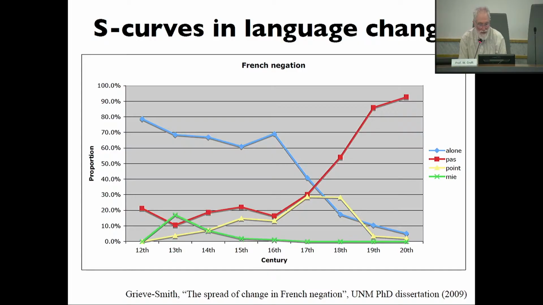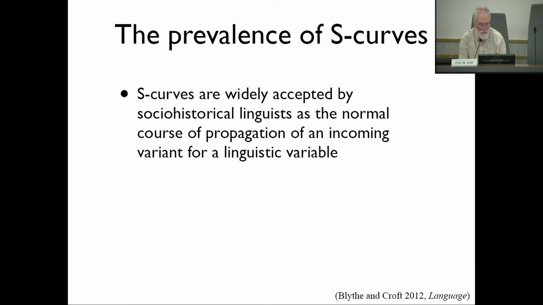Another example is French negation. So the ne negator basically declined, and then the use of pas as the other part of French negation rose in an S-curve shape. There were a couple of other competitors to pas, like point and mi, that were also used, but they didn't get very far and they dropped out, and pas took over. So that's just two examples of many in the historical linguistics literature where we have quantitative data to show that the type of curve is an S-curve.